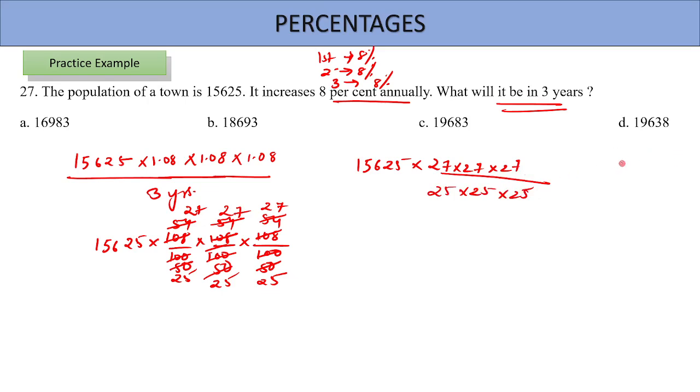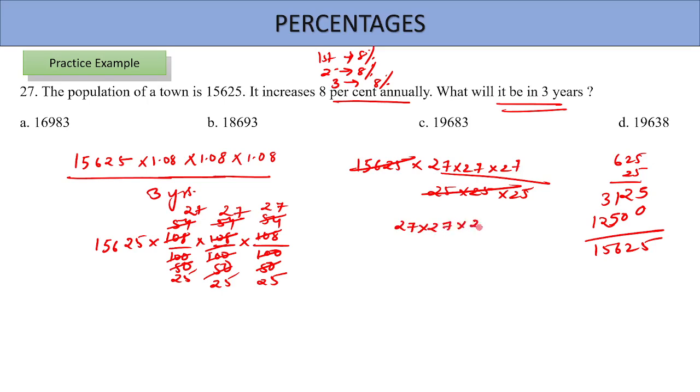Now I know my 25 into 25 is 625. When I multiply it with 25, I will get 15625. That means 25 cube is 15625. So this will get cancelled out. So finally, you have to just multiply 27 into 27 into 27.